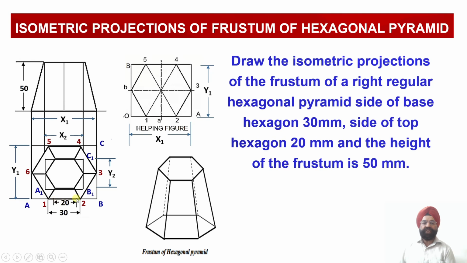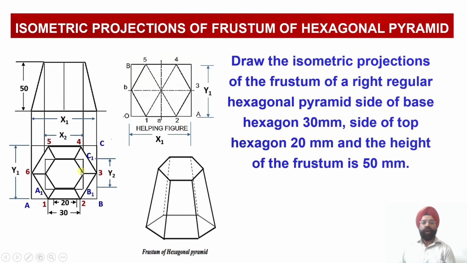The first hexagon corresponds to the edge length of 30 millimeter. This is the outer hexagon, 1, 2, 3, 4, 5, 6. Whereas there is another, smaller hexagon, which has been drawn corresponding to the top face of this frustum of the hexagonal pyramid. Corresponding to these two hexagons we have drawn the front view as well. This will be the front view of the frustum corresponding to the outer hexagon, and corresponding to the smaller hexagon, these are the two external most edges we have been able to obtain.